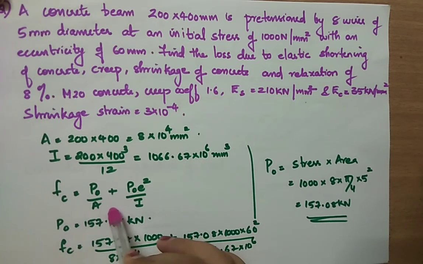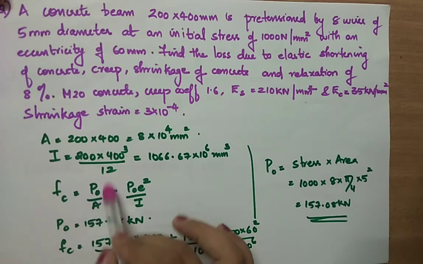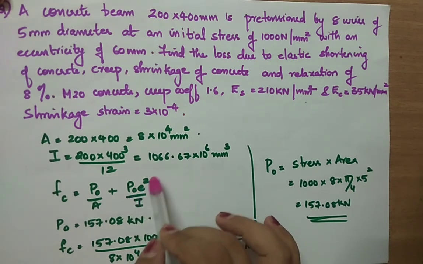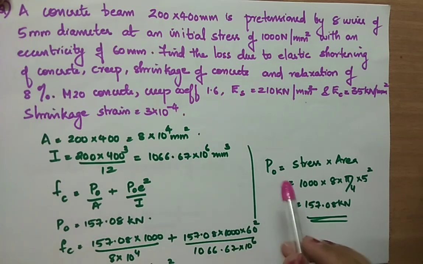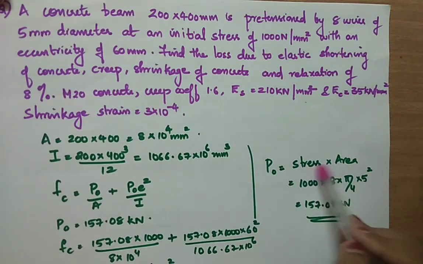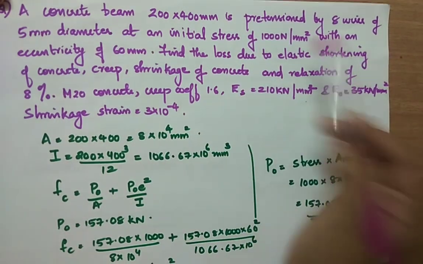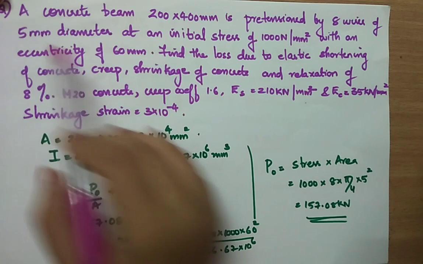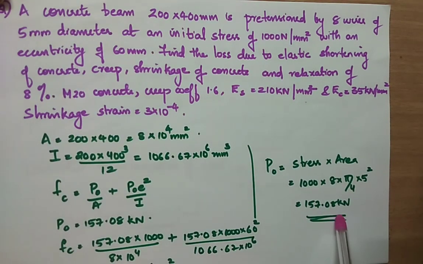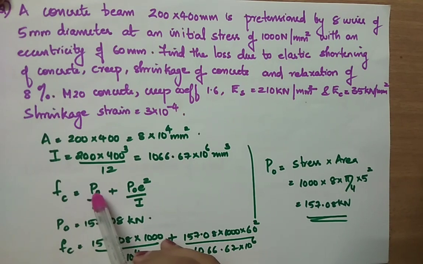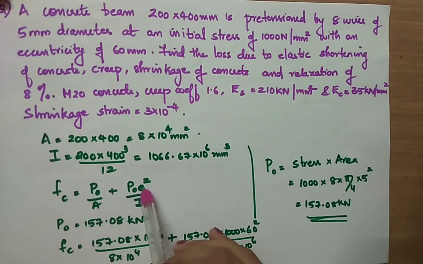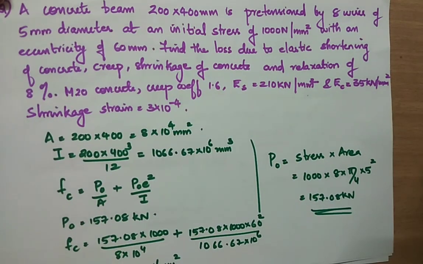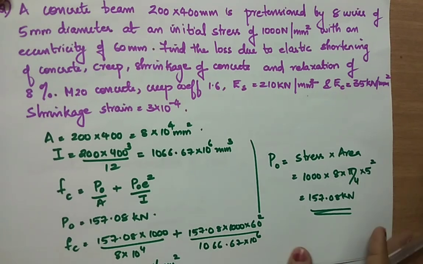FC will be the summation of P0 by A, which is the direct stress due to pre-stressing force, and stress due to eccentricity, which is P0 e square by I. P0 is nothing but stress into area of wires. Stress given in the question is 1000 and area of wires is 8 into pi by 4 into 5 square. We get pre-stressing force 157.08 kilonewton. Substituting this here, area, eccentricity and I. Eccentricity is given as 60 mm. We get FC as 2.49 Newton per mm square.